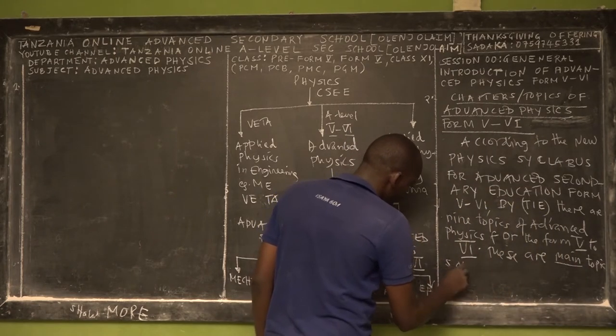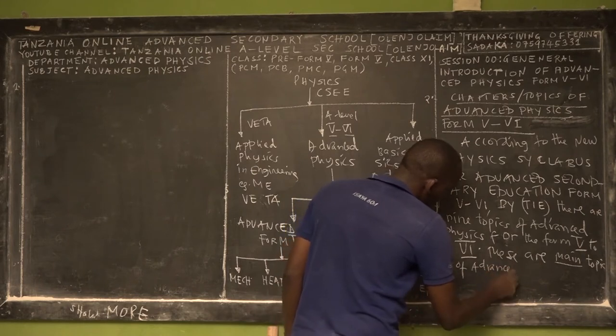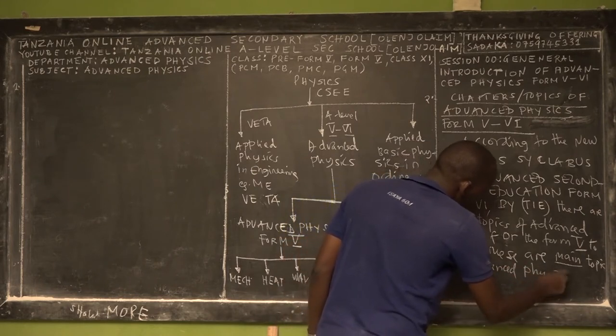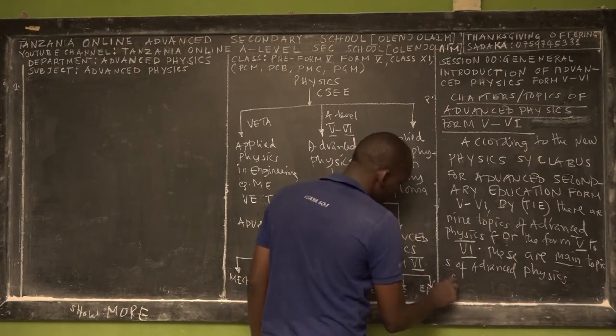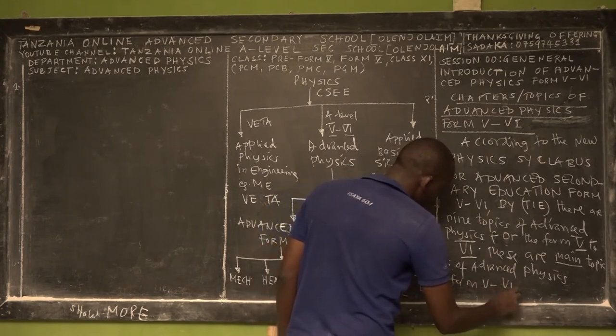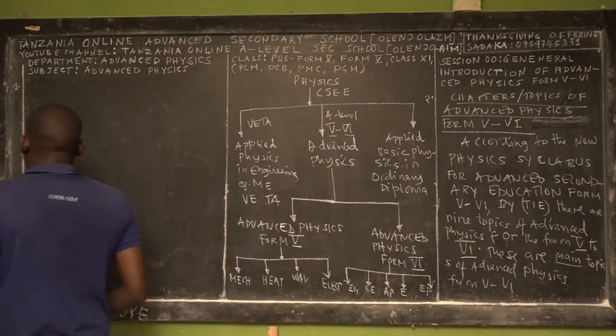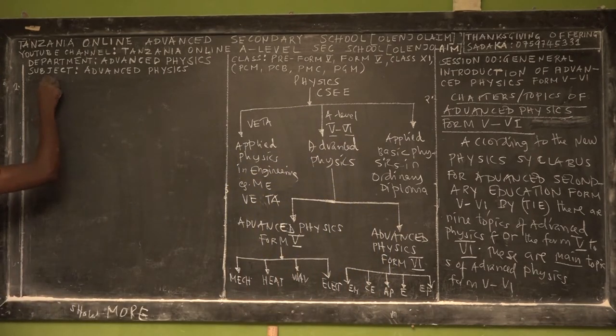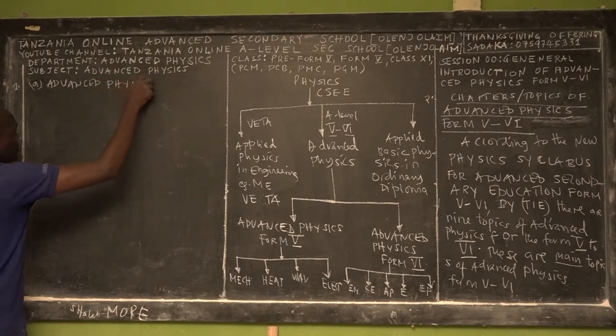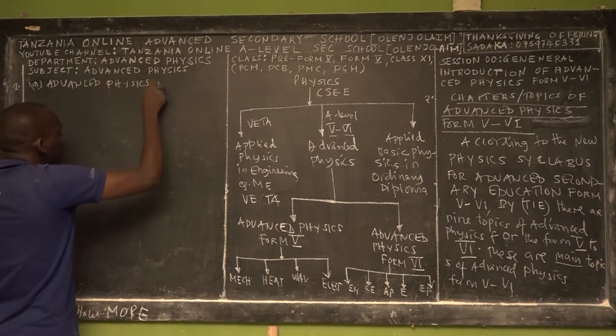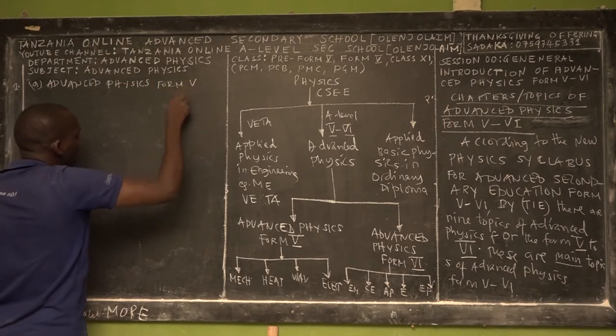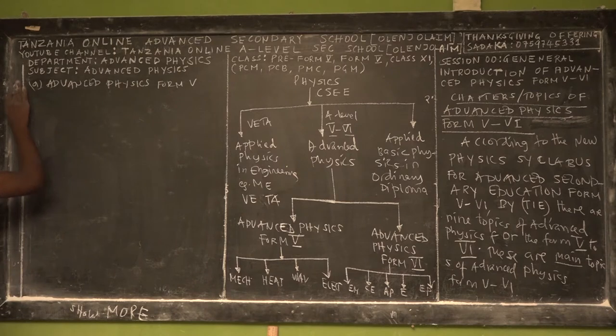Main topics of what? Of advanced physics. Okay, advanced physics in form 5 or form 6. So for advanced physics in form 5, advanced physics form 5. The first main topic, we call it mechanics.